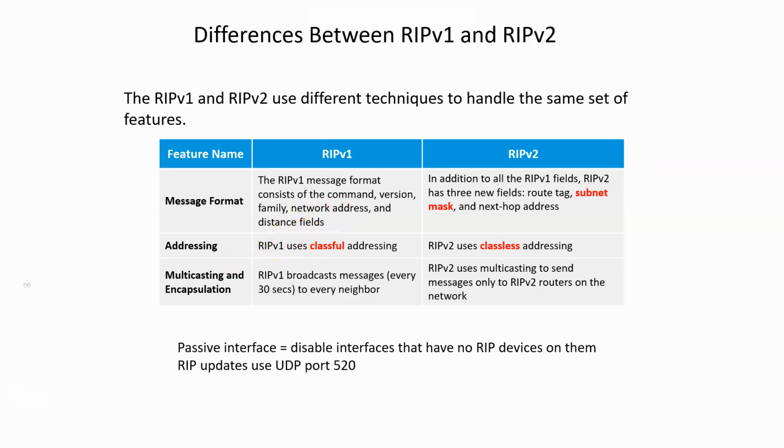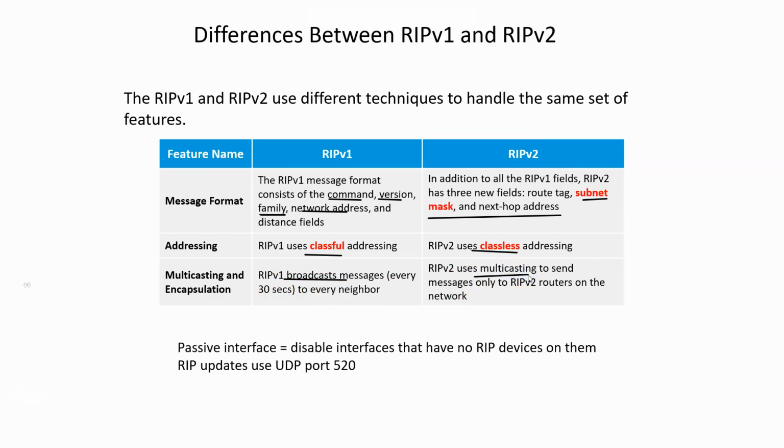The big deal here is that it is classful, where RIP v2 is classless. So in the message, the subnet mask is going to be part of it, and the next hop IP address. In this one, the format consists of the command, the version, the family, network address, and the distance fields. It doesn't have a subnet mask. It is not subnettable. It's broadcast every 30 seconds, and this one's multicast.